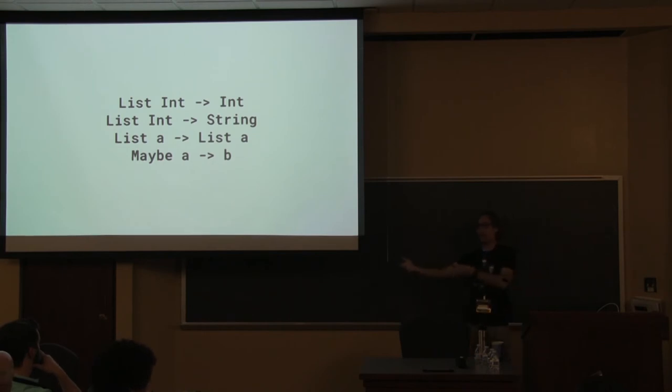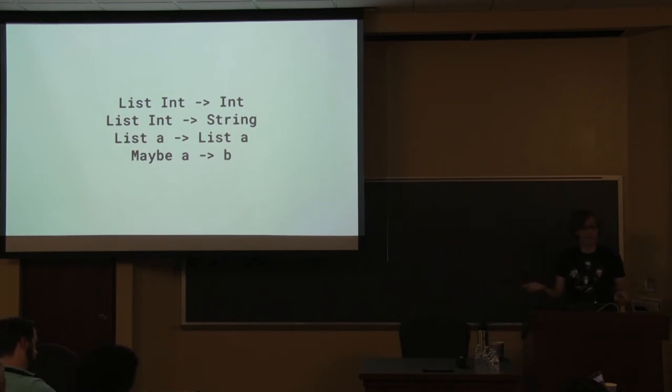So you can go from types to types that are not like take a bunch of things and squish them down to one. That's not the intuition here. So these will all be valid signatures for catamorphisms. You can produce a new collection. You can have a catamorphism.